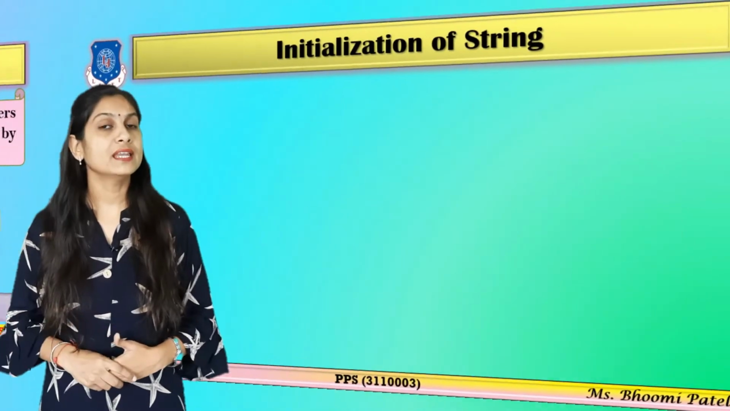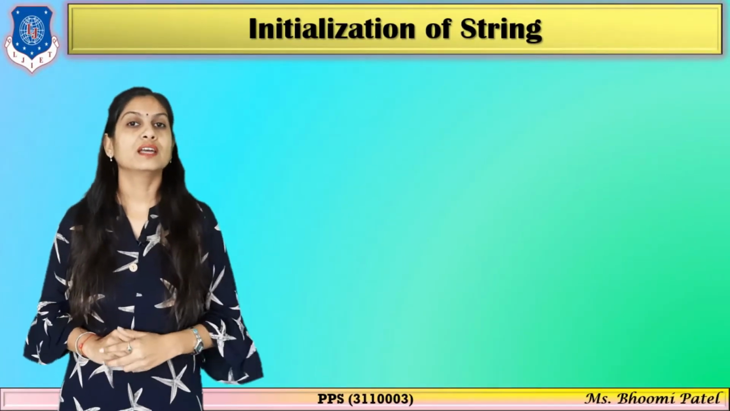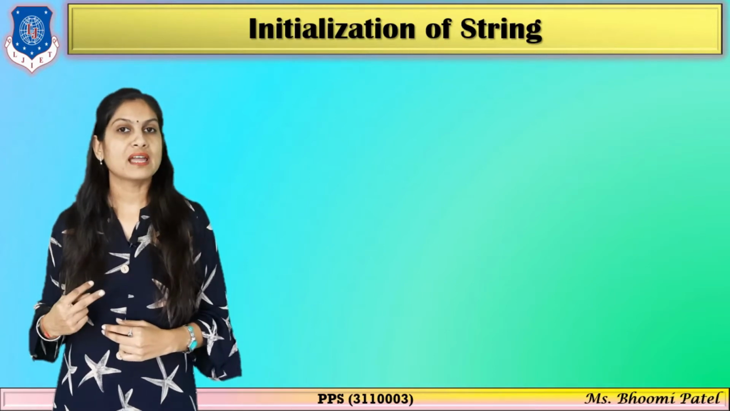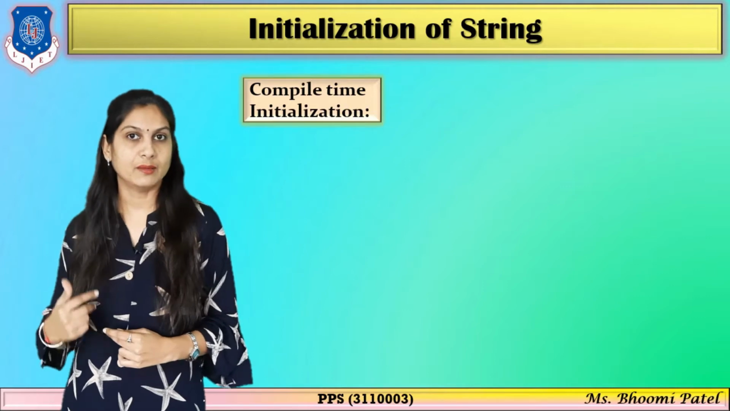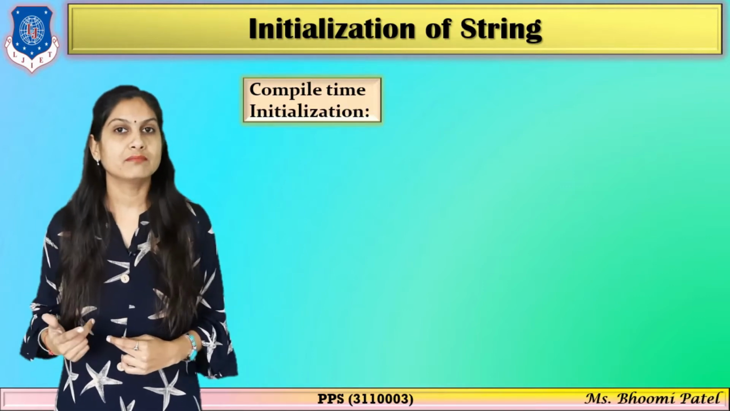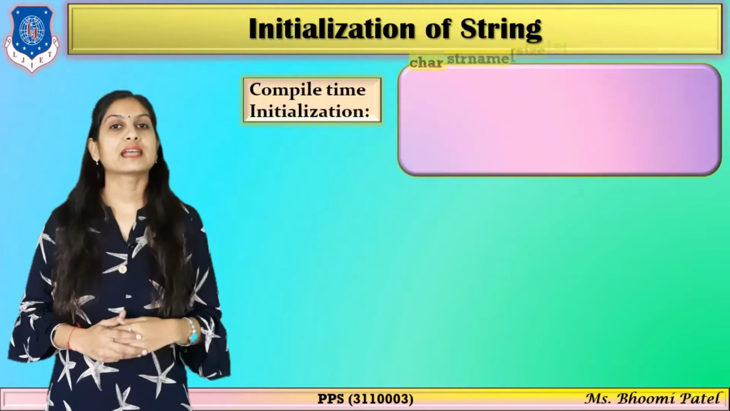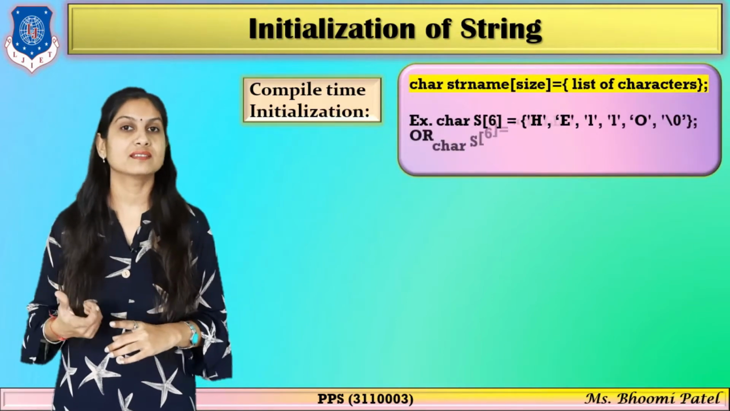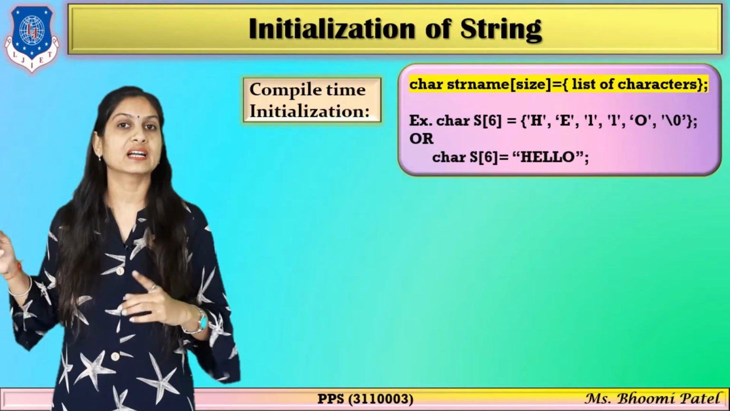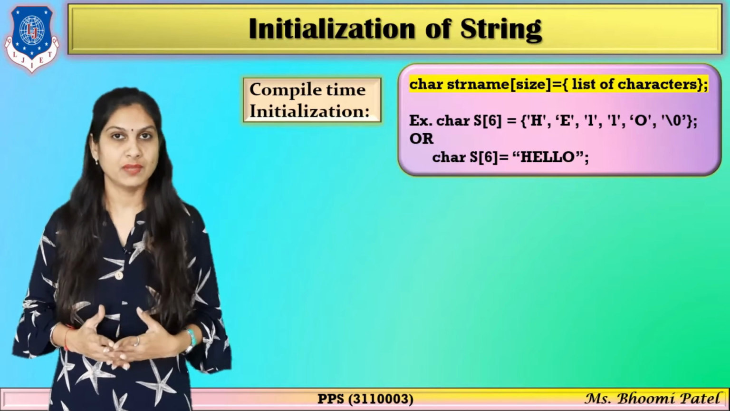Now see the initialization part. Initialize means assign the value. There are two different methods, as we discussed earlier: compile time and run time. When you choose the compile time method, your value will be fixed. Clear? The syntax is character, then the string name, inside square brackets write the size, equal to, inside curly brackets we write the list of characters, and then a semicolon.